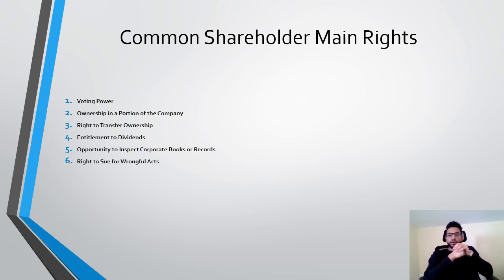So you have voting power. If you own a public stock, usually when they're trying to make a decision, they'll send you a letter stating, please vote on which option to go with, which direction we should go. So you have voting power. You obviously have ownership of a portion of the company. You have the right to transfer the ownership, so you can sell it or transfer it to somebody you want.